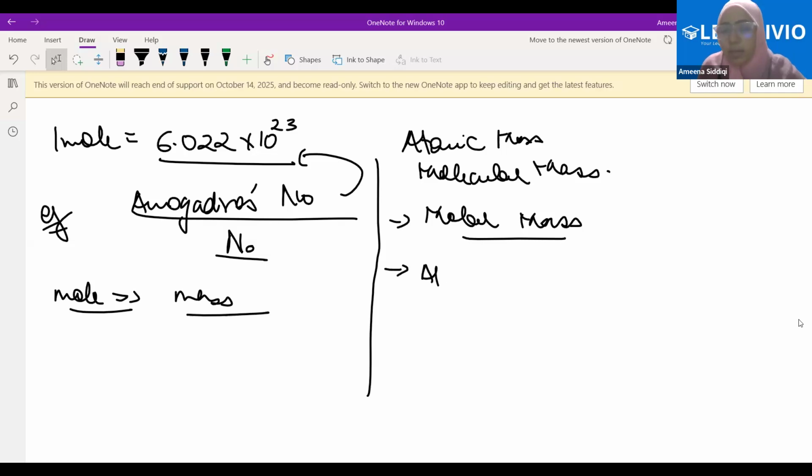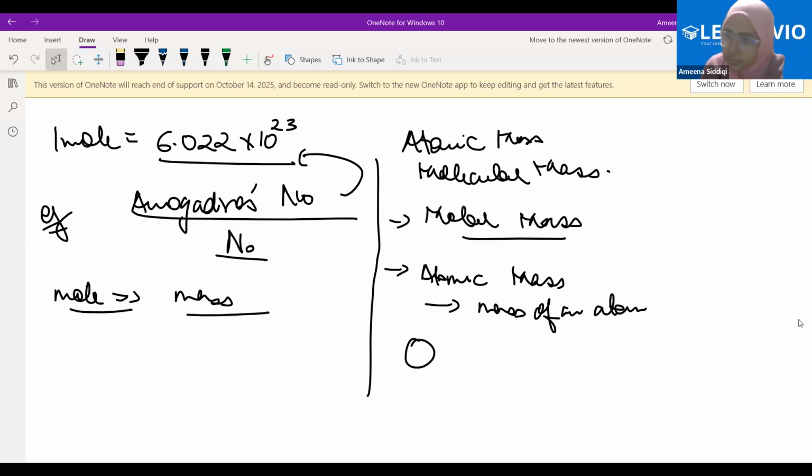See, atomic mass simply refers to the mass of an atom. Let's say I have one atom of oxygen. So the mass after many calculations and all of that is 16 U. U is the unit of atomic mass. So the mass of one oxygen atom is 16 U.